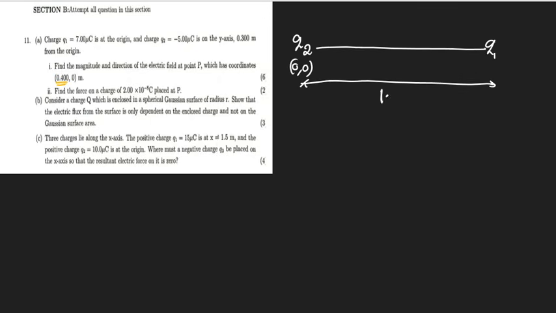Three charges lie along the x-axis. The positive charge Q1 is at x equal to 1.5 meters, and the positive charge Q2 is at the origin. So look at this. Q2 is at the origin, then Q1 is at some point where the entire distance is 1.5 meters. Please follow the concept, follow what I'm going to do. Where must a point charge Q3 be placed so that the resultant electric force is 0?